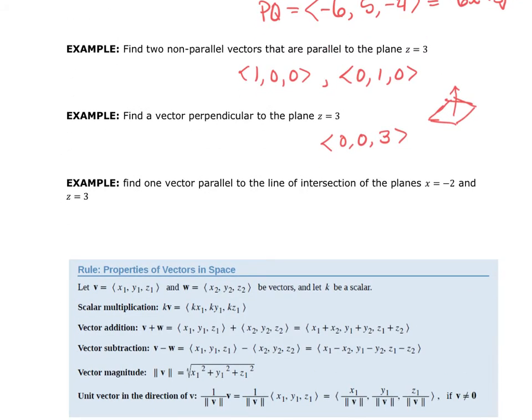Find one vector parallel to the line of intersection of the planes x is equal to -2 and z is equal to 3. The easiest and simplest one that's going to run parallel to these intersecting planes is going to be the one that's not mentioned, which is the y. So we could use 0, 1, 0. That would be the easiest one that is not mentioned. See, I've got a plane that's going in the x direction, and I have a plane that's going in the z direction. The one that it's going to run parallel to is the y, because it's the one that's not mentioned.